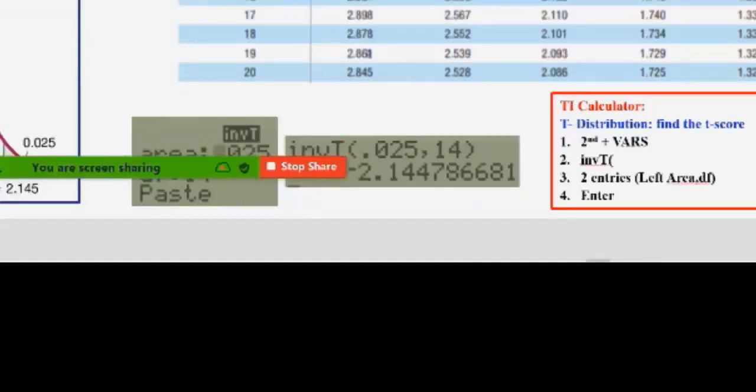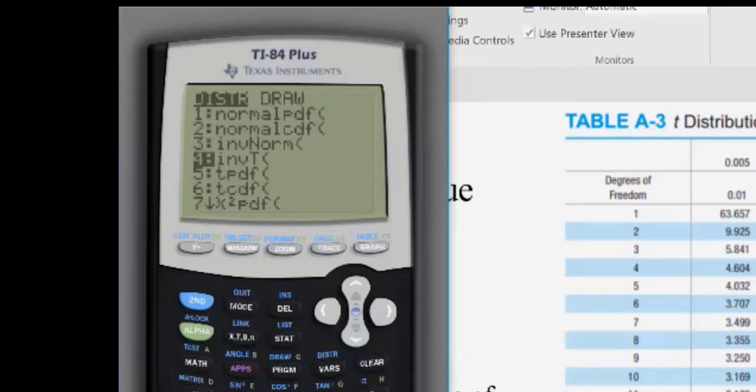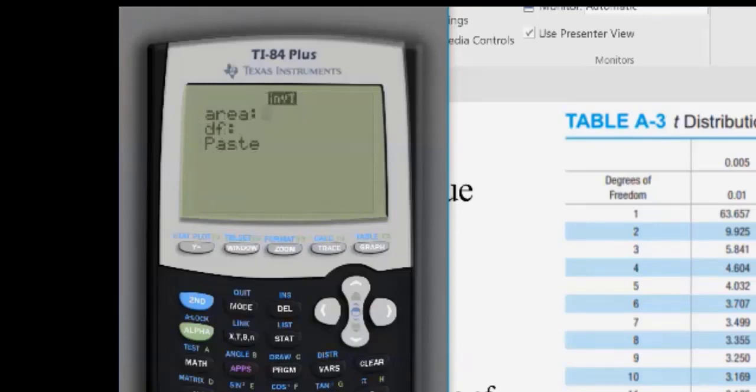Let me show you the calculator. We click on second variables. We bring it down to inverse t. Now area is on the left side, 0.025. Degrees of freedom n minus 1, 14. Okay, that's how we arrive at this. Enter. It shows you inverse t. Area to the left is 0.025. Degrees of freedom is 14. And you enter, and it does the calculation for you. Negative 2.144786681.